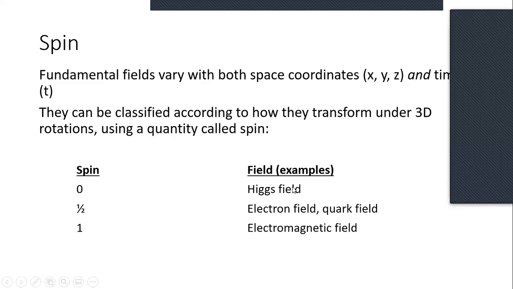The Higgs boson, famously discovered a few years ago at CERN, is an excitation of the Higgs field, which is a spin 0 field. The electron field and the quark field are excitations of spin half fields, and the electromagnetic field is an excitation of a spin 1 field.